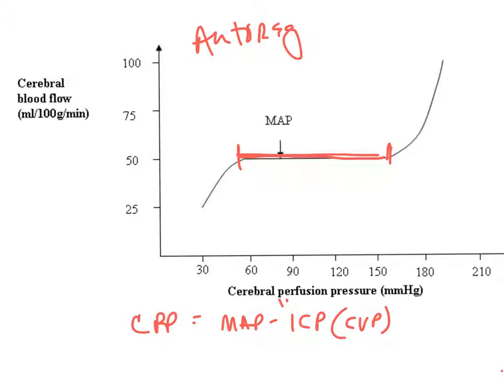At the lower limits of autoregulation, cerebral blood vessels are maximally vasodilated, and it's important to note that any further decreases in cerebral perfusion pressure will be met with a corresponding decrease in cerebral blood flow. Conversely, at the upper limits of autoregulation, cerebral blood vessels are maximally constricted. Similarly, however, any further increases in cerebral perfusion pressure will be met with a corresponding increase in cerebral blood flow.